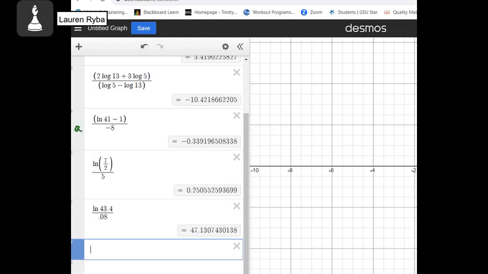So on this slide, I just wanted to show you how I typed all of these in Desmos. The first one, because there were 2 pieces in the numerator, I put them in parentheses before I divided by negative 8. For the second one, in order to take the natural log of 7 halves, I had to put the 7 halves in parentheses. And then the last one didn't have to have any parentheses because it was just a natural log of a number over another number.